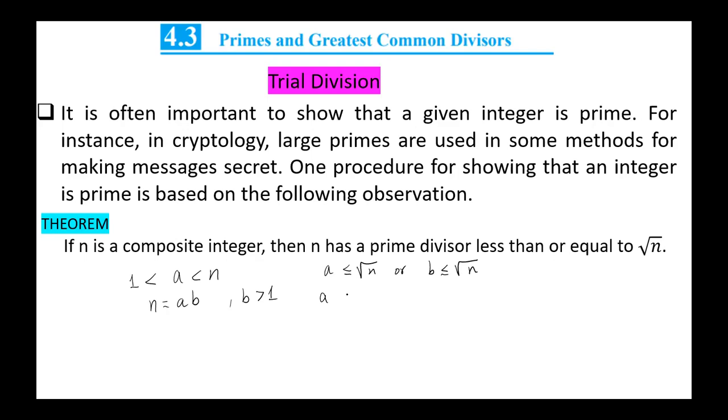If a is greater than the square root of n and b is greater than the square root of n, then ab is greater than the square root of n squared, which is n, which is a contradiction. Consequently, a is less than or equal to the square root of n, or b is less than or equal to the square root of n. Because both a and b are divisors of n, we see that n has a positive divisor not exceeding the square root of n. This divisor is either prime or has a prime divisor less than itself. In either case, n has a prime divisor less than or equal to the square root of n.